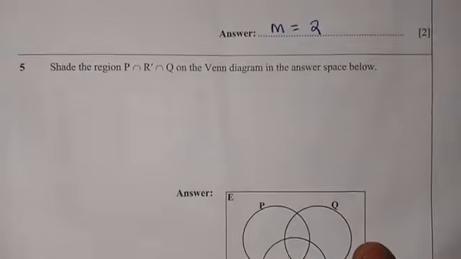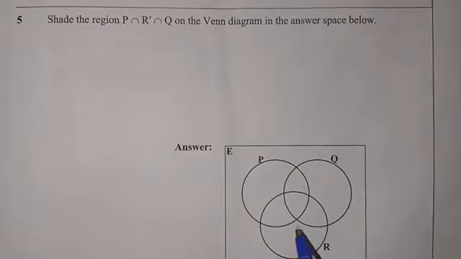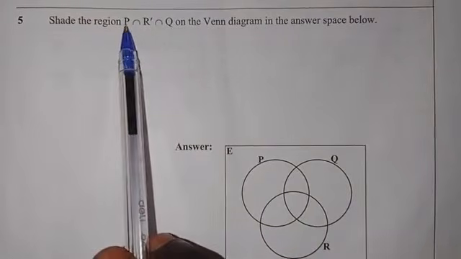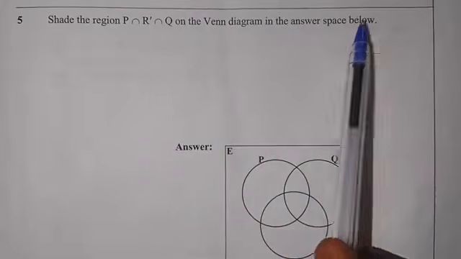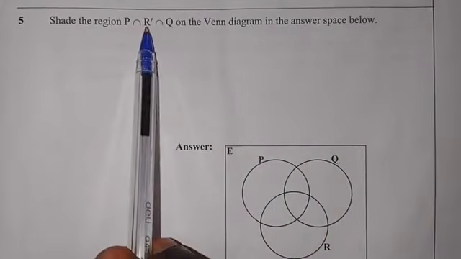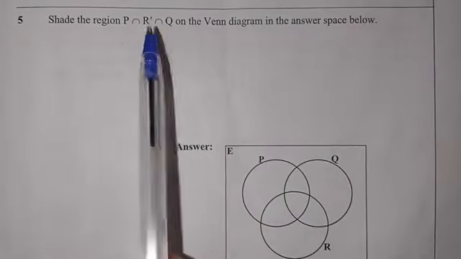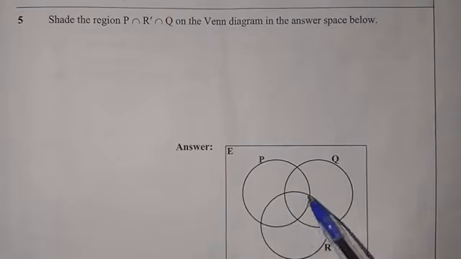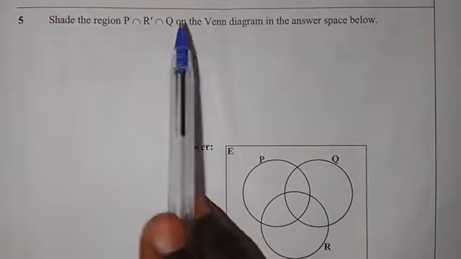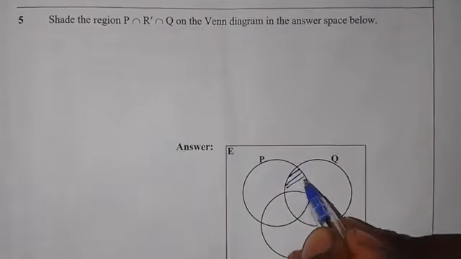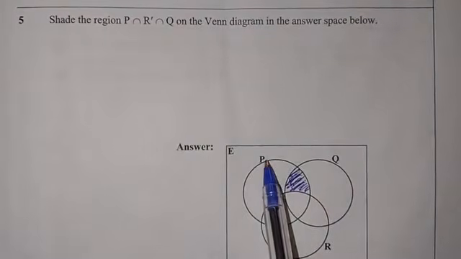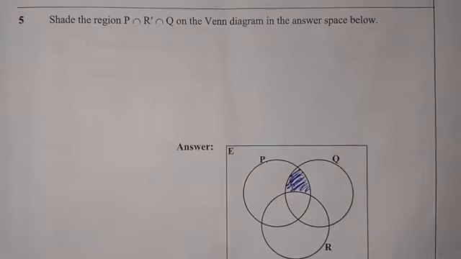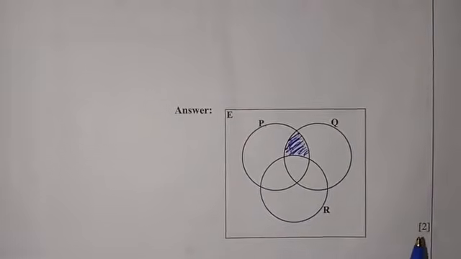So we now come to question 5 right here. So question 5 reads, shade the region P intersection R complement intersection Q on the Venn diagram in the answer space below. So first take note of R complement. So R complement means all the elements that are in set R should not be part of the solution set. So if we remove R here, we just consider P intersection Q, which is this part right here. Okay, this is the part that we are going to shade. So this is P intersection R complement intersection Q. So we have answered our question 5.